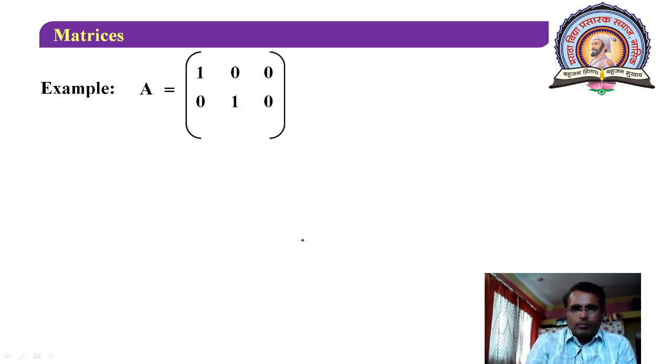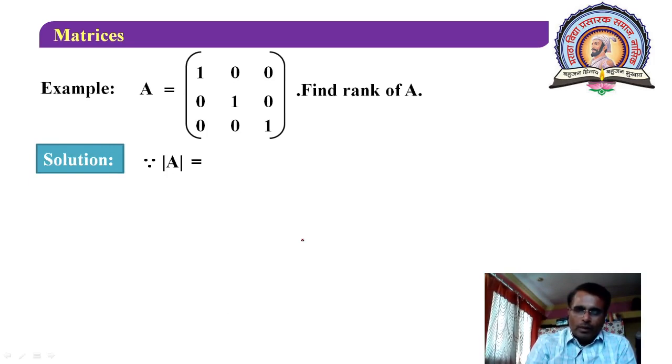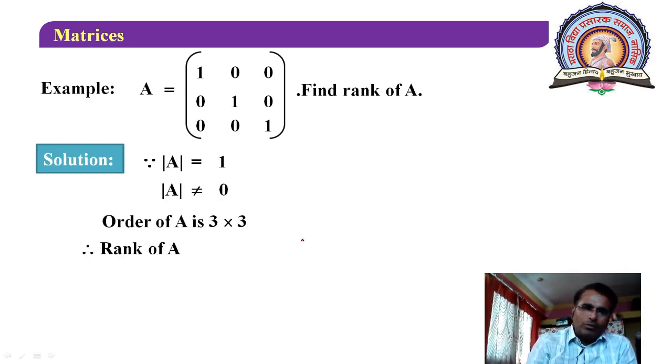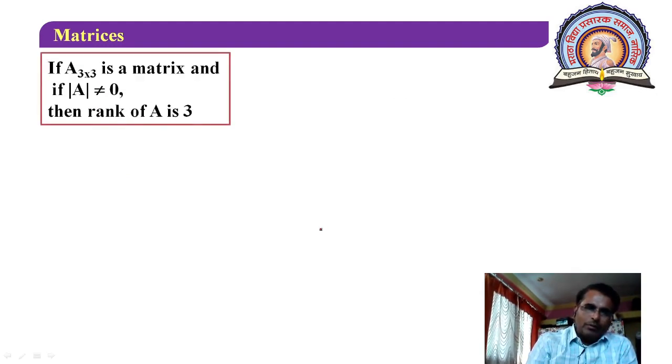Then another example, 1 0 0, 0 1 0 and 0 0 1. Find rank of A. Now determinant of A is equal to 1, that is, determinant is not equal to 0, therefore as the order is 3 by 3 and its determinant is non-zero, you can directly say that its rank is 3. Clear? So let us revise that. If A is a 3 by 3 matrix and determinant A is not equal to 0, its rank is 3.